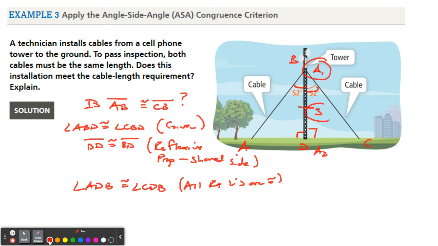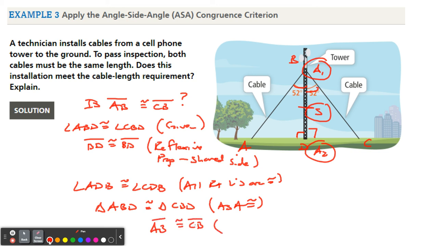And that's our second angle pair. We have angle, side, angle, congruence. So we do know that triangle ABD, the triangle on the left here, is congruent to triangle CBD, the triangle on the right there, and that is by angle, side, angle congruence. And because those two triangles are congruent, now all of its corresponding parts are congruent. If you look at the naming, AB is congruent to CB, and those are the two cables. This is by corresponding parts of congruent triangles are congruent, CPCTC. And because those two segments are congruent, yes, this does meet the installation requirement.